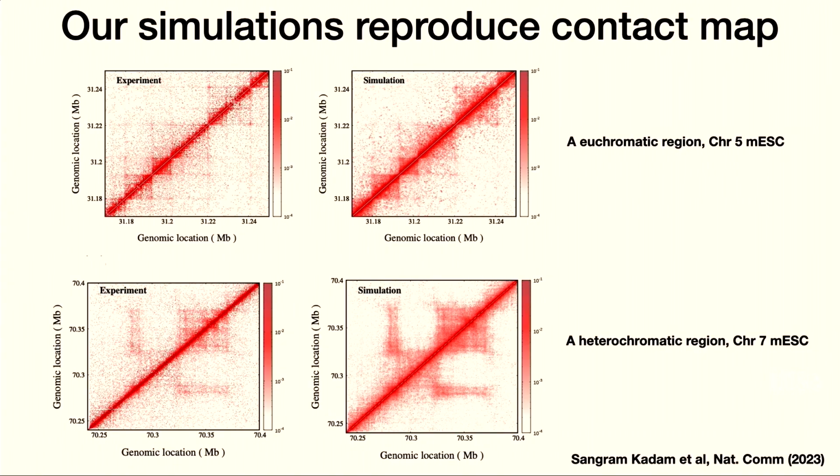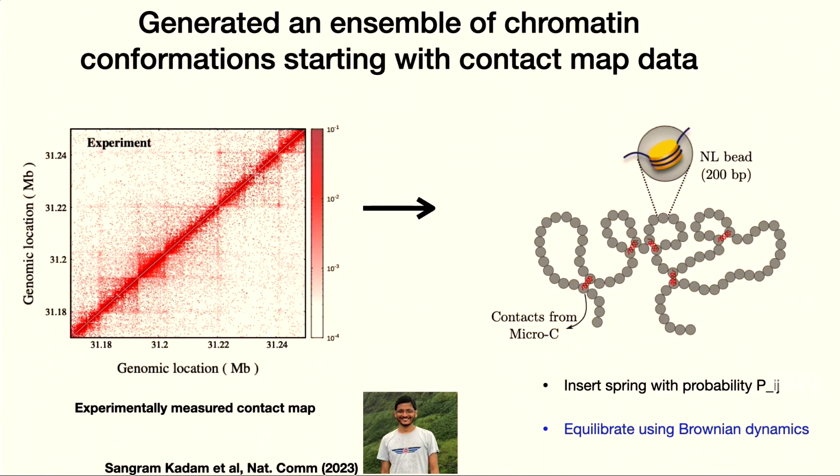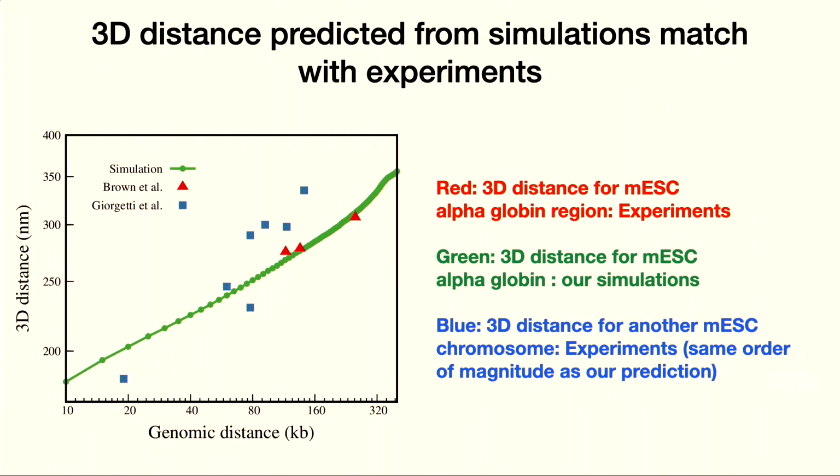Okay, so we can generate this contact map, and what can we predict? So far we get what we put in, but we can now predict the 3D distance between any 2 points. For example, if I take this nucleosome and this nucleosome, what is the 3-dimensional distance in nanometers? We should be able to predict that, and we do that. Here is a prediction. This is the genomic distance between any 2 points in kilobases, and this is the 3-dimensional distance between those 2 points after folding in nanometers.